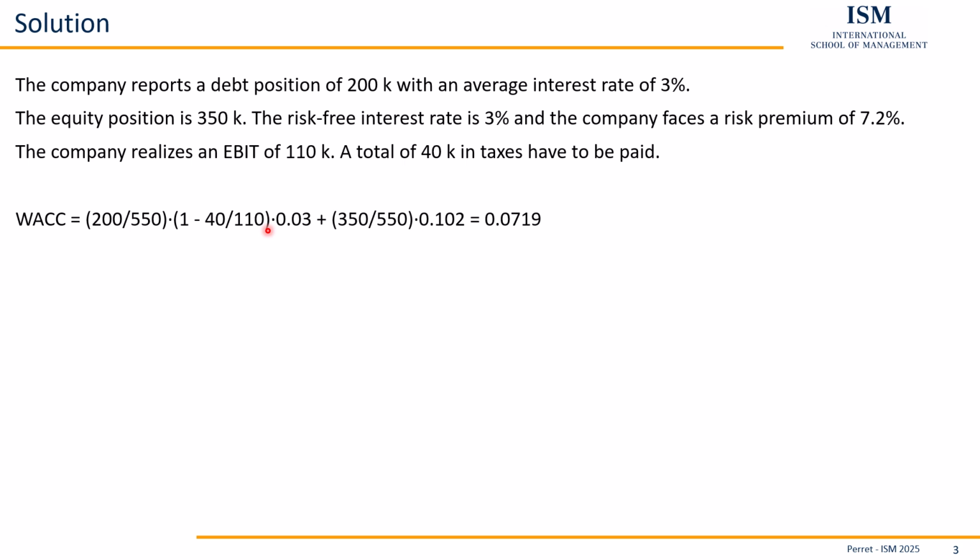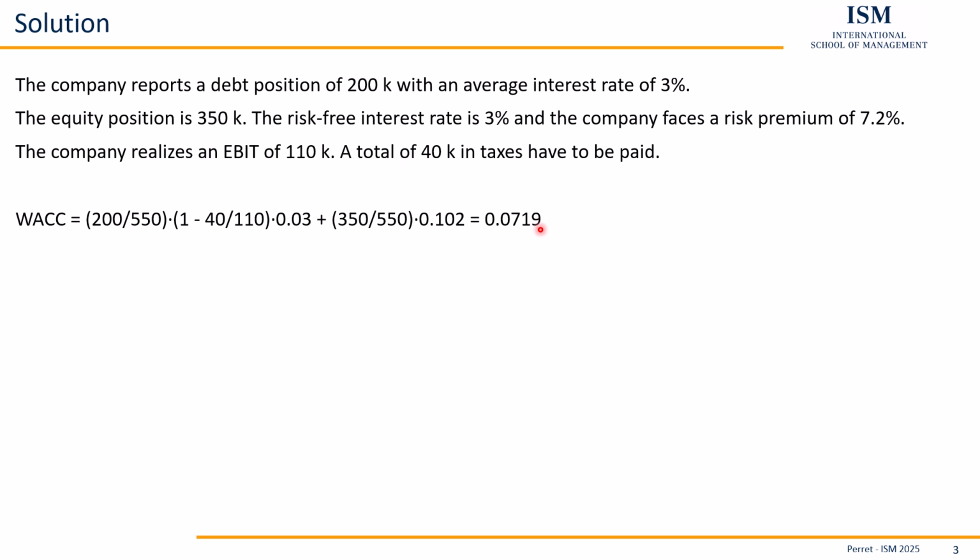Then the only thing which is left is to consider costs of debt and cost of equity. The cost of debt is quite easily simply the interest rate for this debt. So we take the 3% here. For the cost of equity, we have two factors going into this: the risk-free interest rate plus the risk premium. So 3% plus 7.2% gives us 10.2% or 0.102. Calculating this whole part yields an average cost factor of 7.19% or 0.0719. So much for the first part.